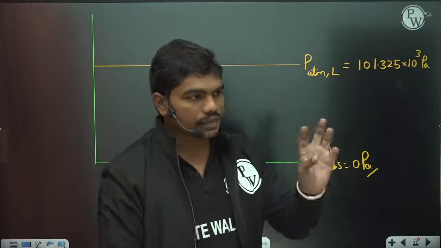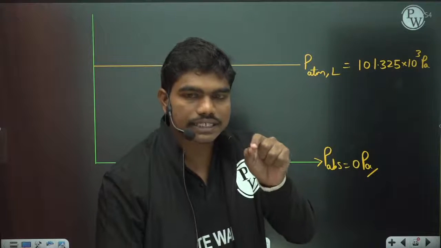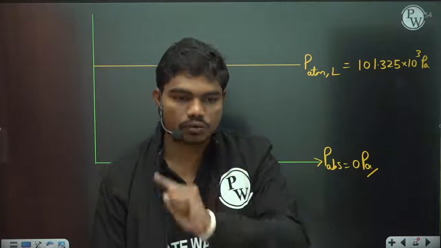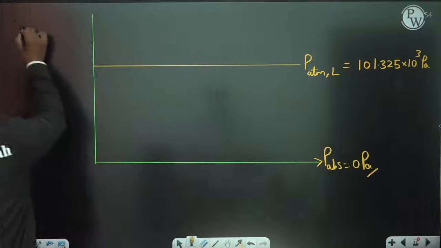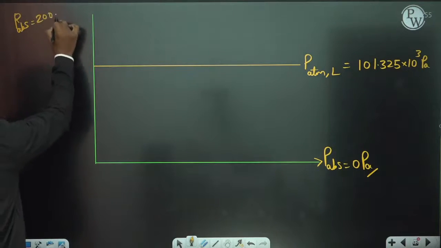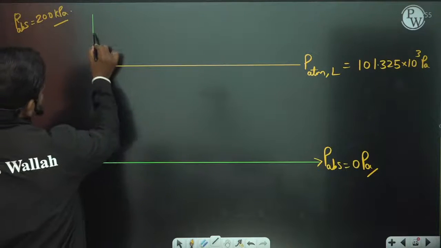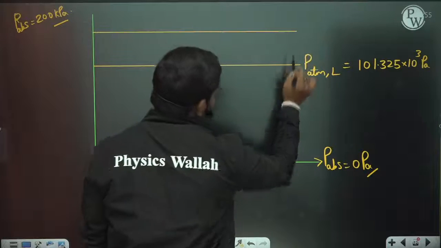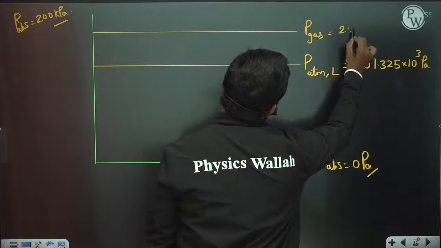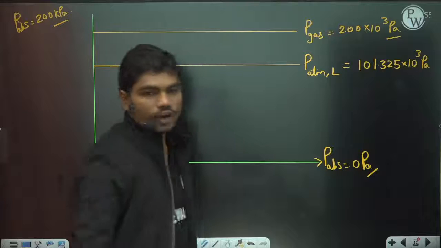Now if you take some tank, some gas tank, the pressure inside the gas tank can be told in 2 ways. What are the 2 ways? First, absolute pressure, which I will tell you now. Let us suppose you calculated the pressure inside the gas tank and got 200 kilopascals. First of all you draw the line for 200 kilopascals somewhere here. So P gas is equal to 200 kilopascals, means 200 into 10 cube pascals. This is the actual pressure of the gas.